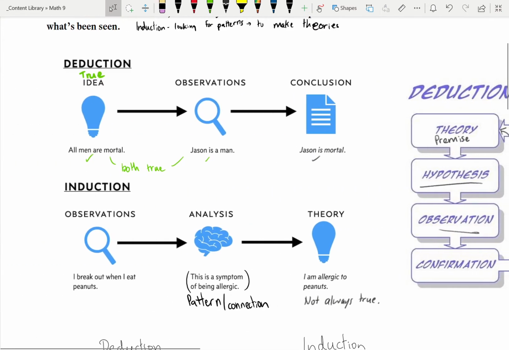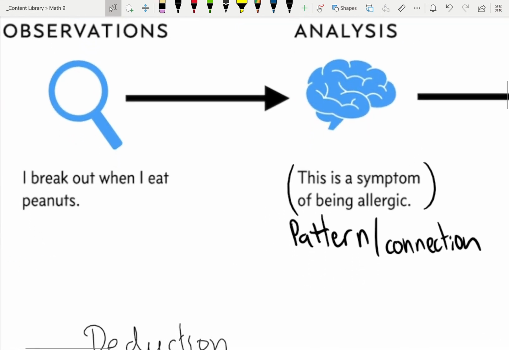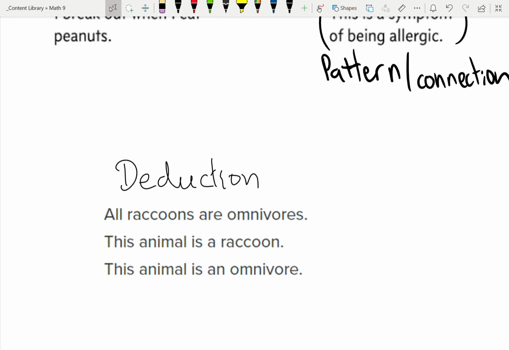Let me give a couple of word examples of how these feel different. A deductive argument might be something like, all raccoons are omnivores, the animal I see is a raccoon, therefore this animal is an omnivore. Notice how in this case I need this to be true and this to be true.